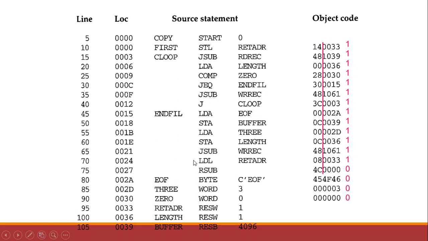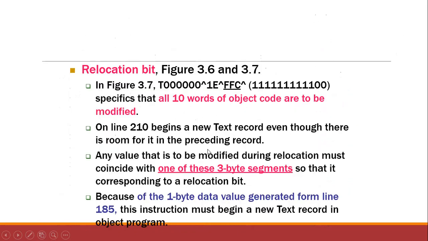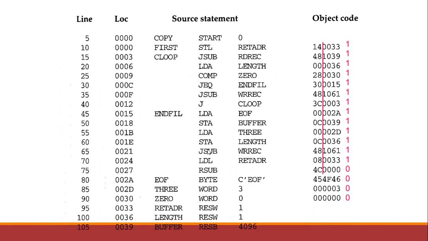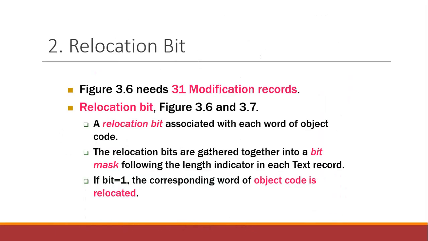So you have to apply a modification record for all these instructions. If you follow the previous method, like what we have done in SIC/XE, you have to write modification records. How many modification records here? 31 modification records you have to write. So what happens? The object program length increases. Instead of that, we can use some other method.